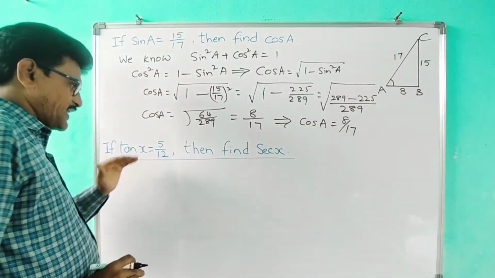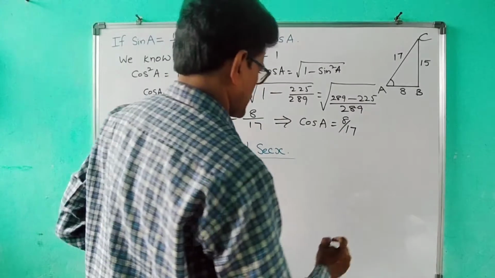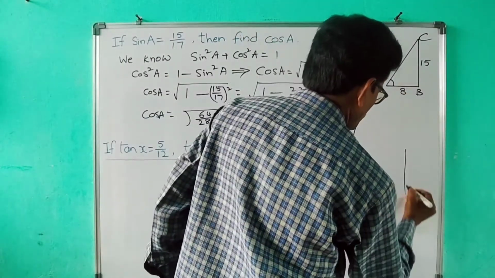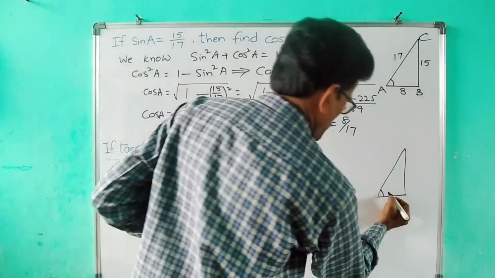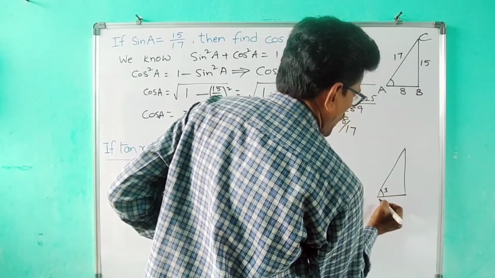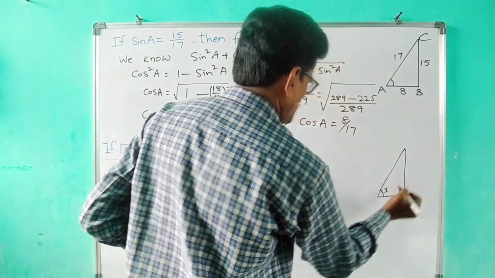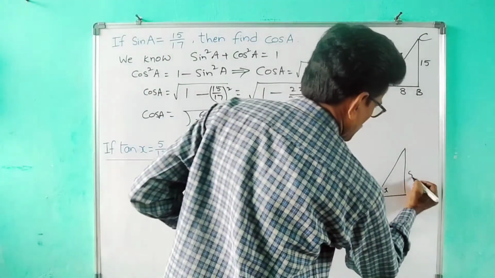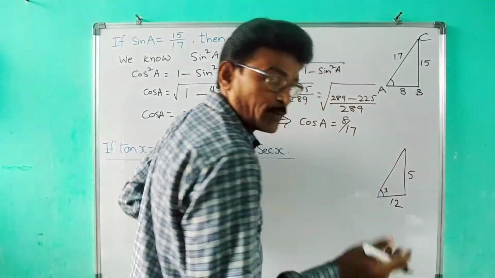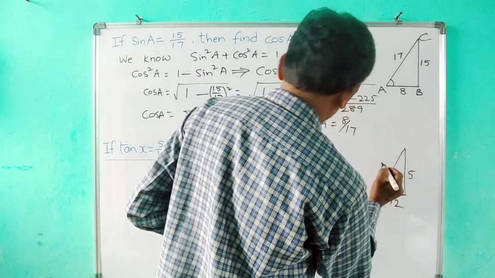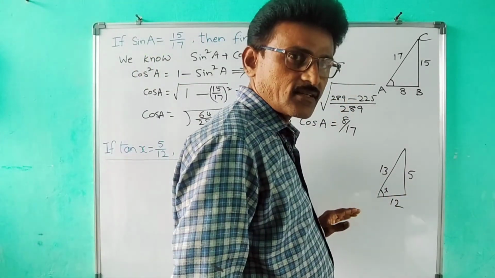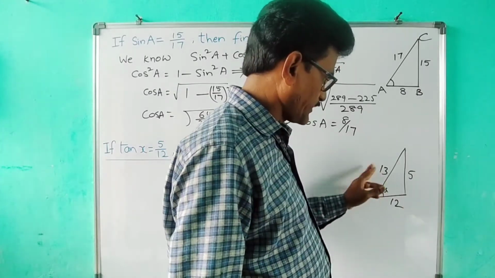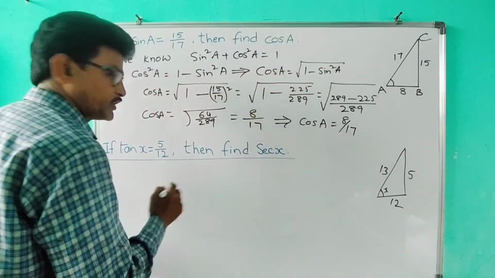Now, tan x equals 5 by 12, then what is secant x? In this way, this one also we can find. Suppose this is angle x. What does tan x mean? Opposite by adjacent, 5 by 12. This is 5, this is 12. If you apply the Pythagoras law, you will get this one as 13. Next, what is secant x? Secant x means hypotenuse by adjacent, 13 by 12.